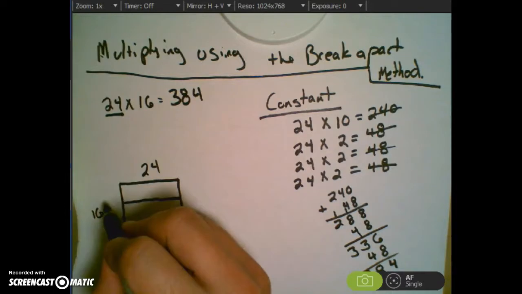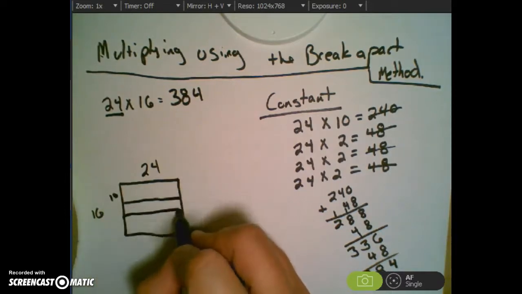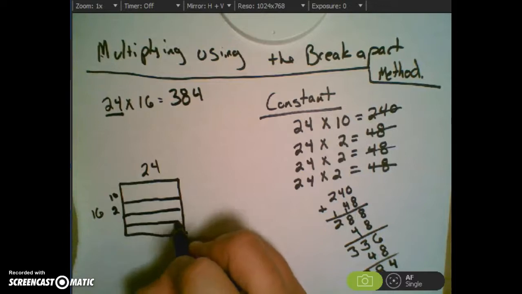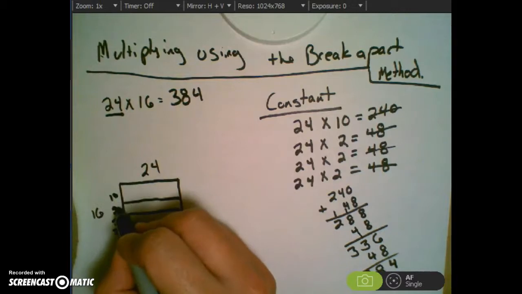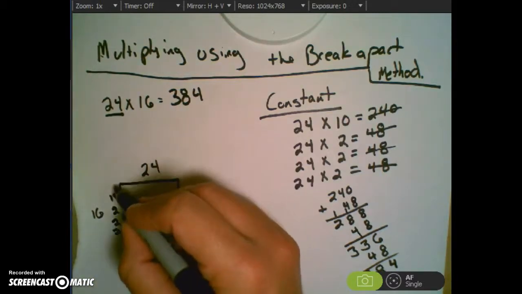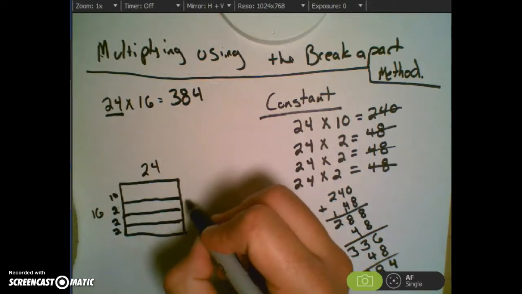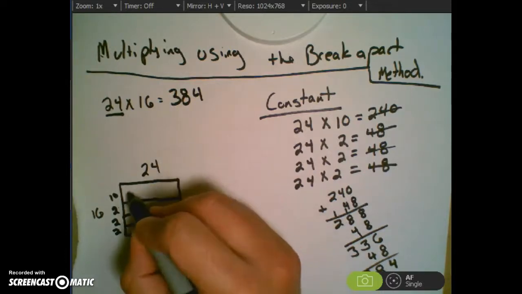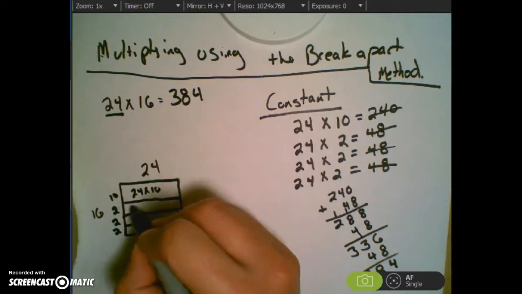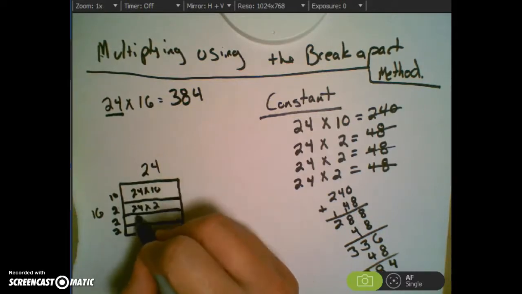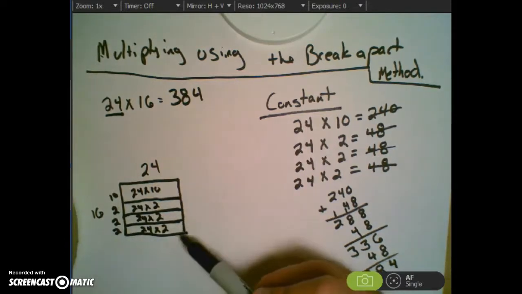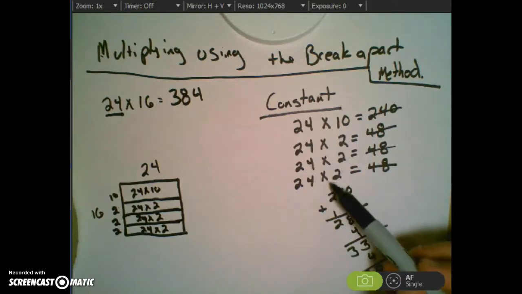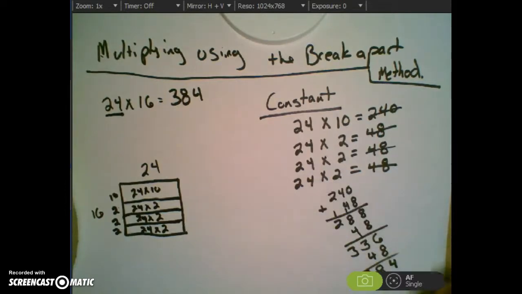So I would break this into a row of 10. I'd break this guy into a row of 2. And then this one into 2 more rows of 2. So what I've done is I've broken my 16 into 10, 2, 2, and 2. You see that the overall quantity doesn't change as long as I put them all back together. So it would be 24 times 10, 24 times 2, 24 times 2, and 24 times 2. This is just a representation of the equations that we've already done. Okay, hopefully that clears some things up for you, and good luck in multiplying.